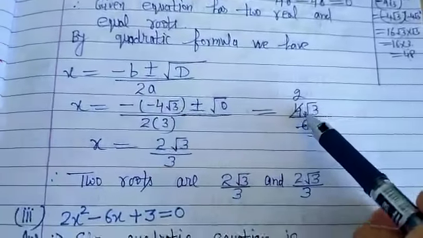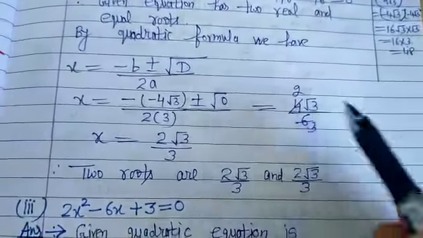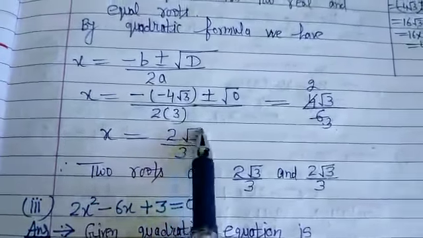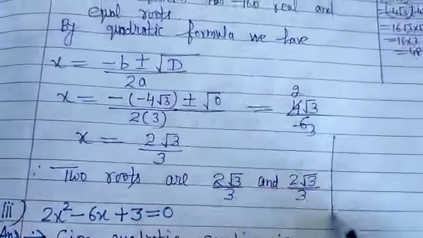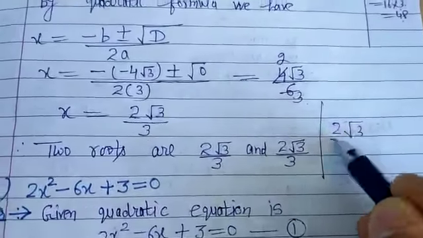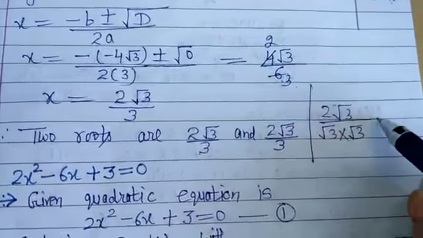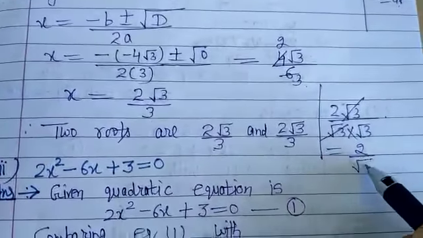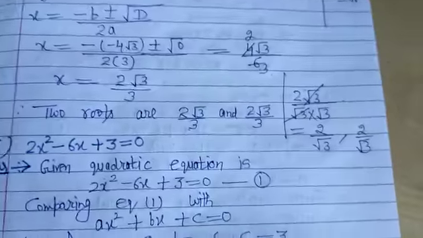So now it is 4√3 upon 6, and we can cancel it by 2. 2 × 2 is 4, 2 × 3 is 6. So my roots are 2√3 upon 3. And we can write it this way: 2√3 upon √3 × √3. This √3 in the numerator and √3 in the denominator will cancel out. So we can write the answers this way: 2 upon √3 and 2 upon √3.